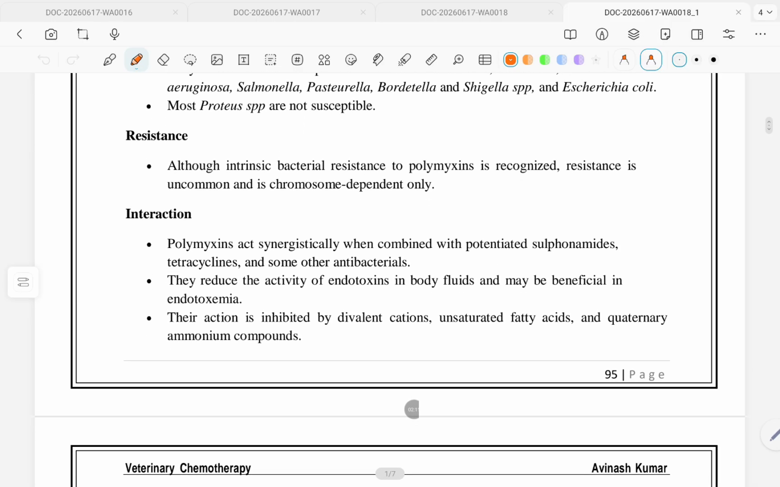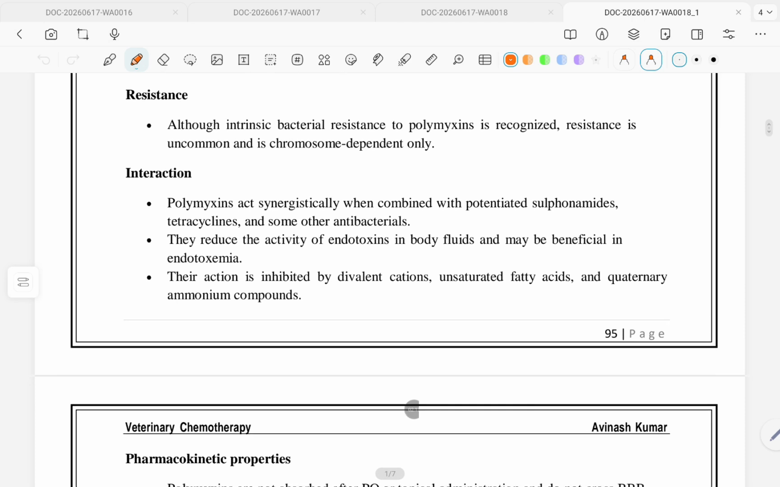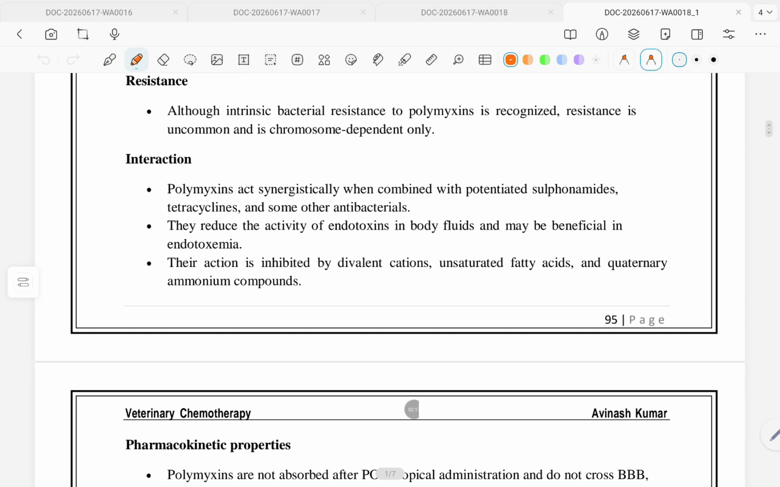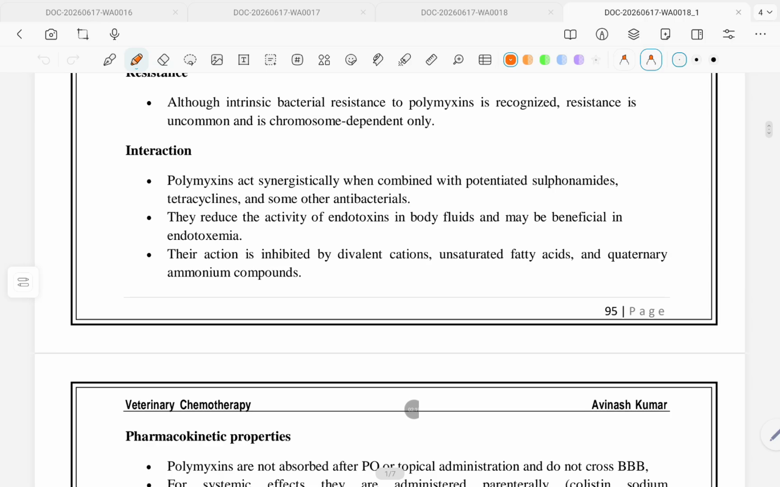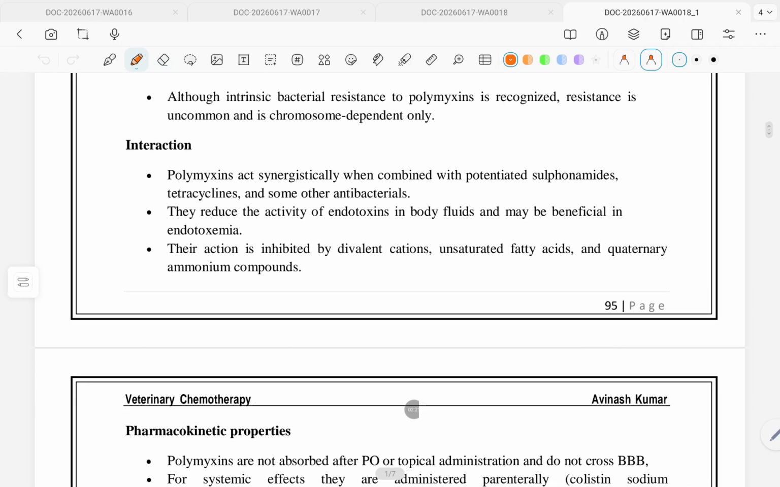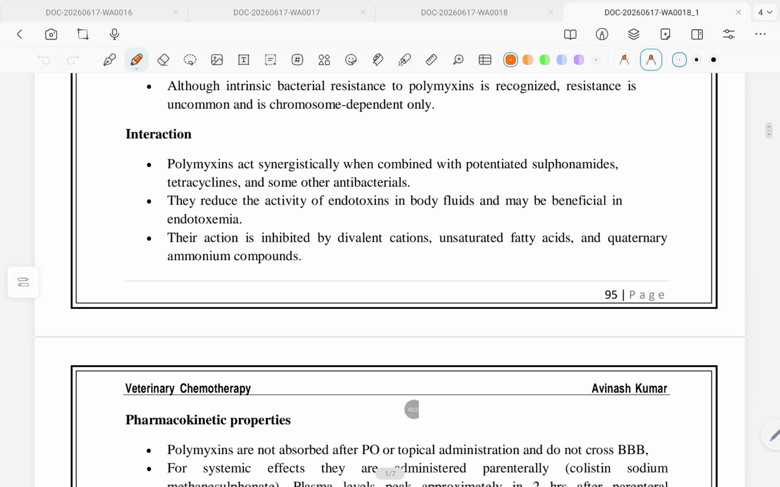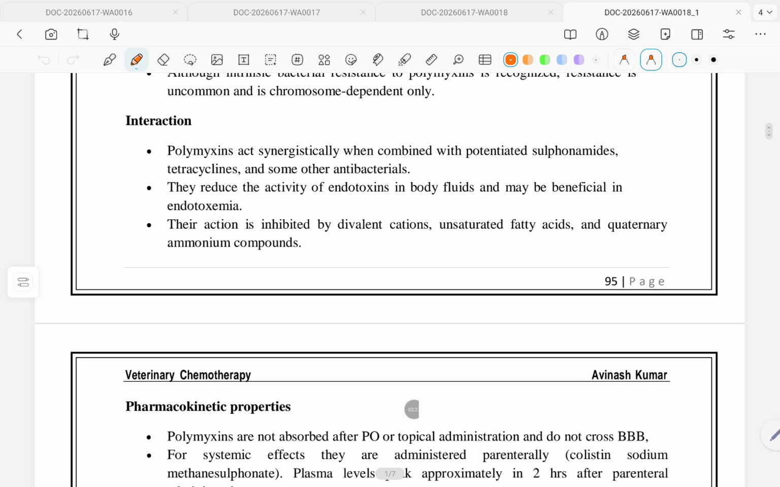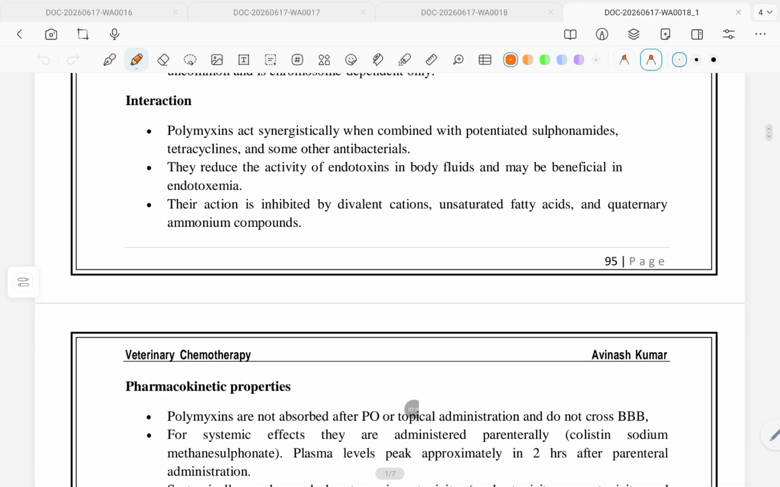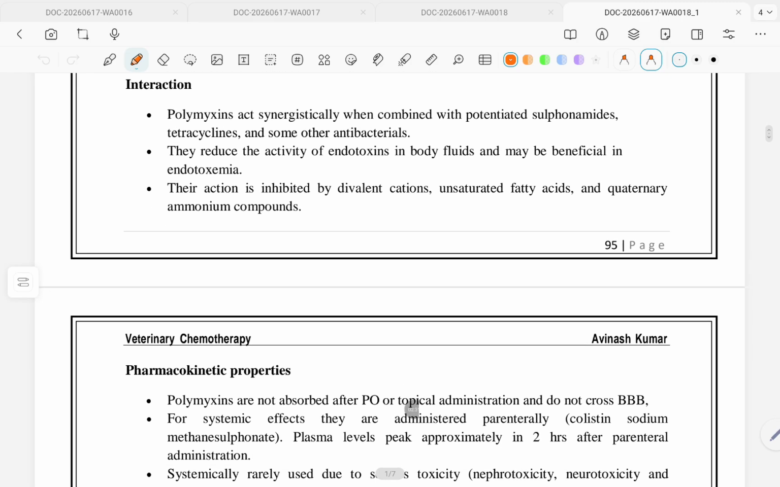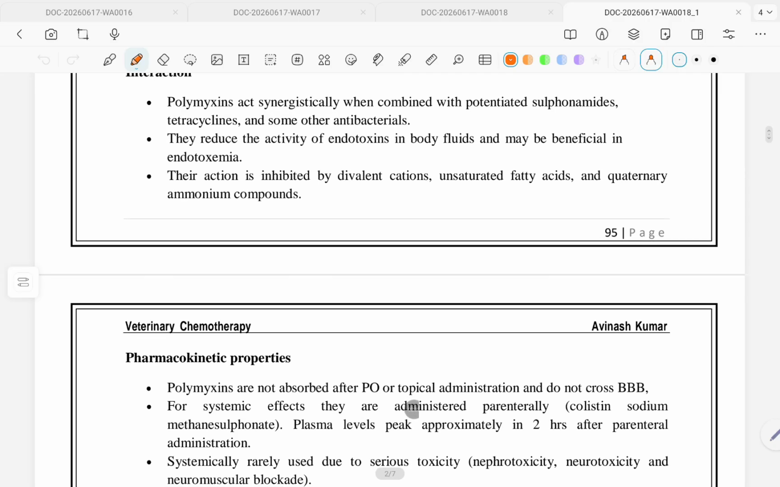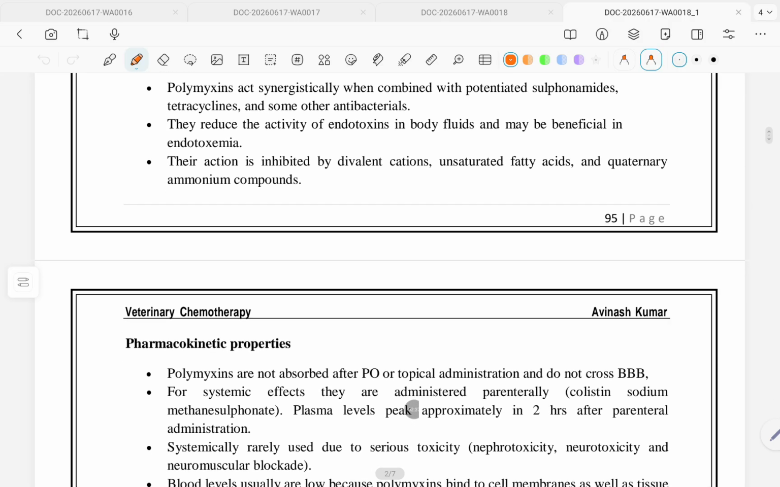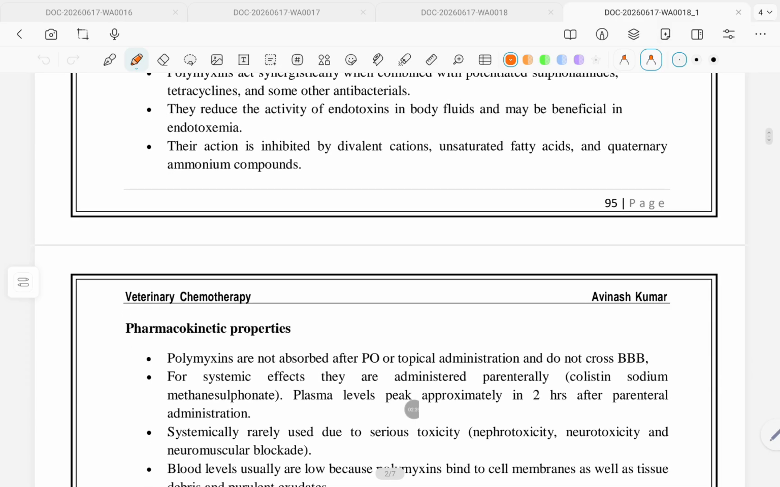Interaction. Polymyxin acts synergistically when combined with potentiated sulfonamide, tetracycline, and some other antibacterials. They reduce the activity of endotoxin in body fluid and may be beneficial in endotoxemia. Their action is inhibited by divalent cations, unsaturated fatty acids, and quaternary ammonium compounds.